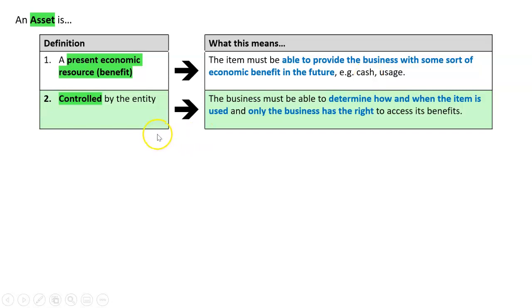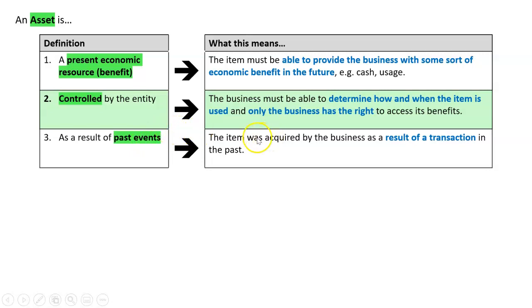Two, it's got to be controlled by the entity. The business has got to be able to determine how and when the item is used, and only the business has this right. And three, it's got to be the result of a past event. The item was acquired by the business as a result of a transaction in the past.